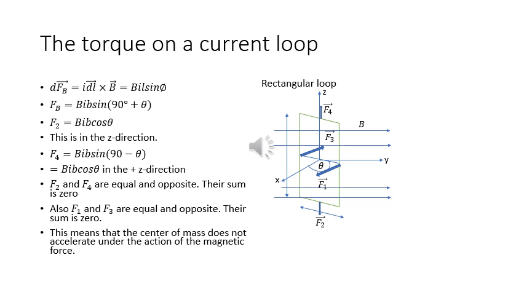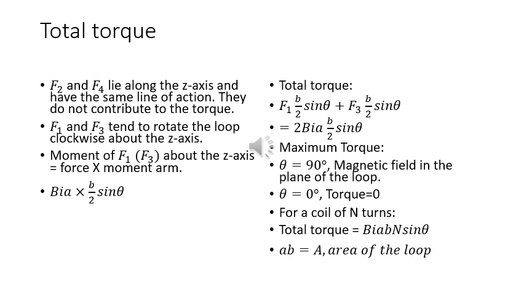But F2 and F4 are in opposite directions. Their sum will be 0. Also, F1 and F3 are equal and opposite, and their sum is also 0. This means that the center of mass does not accelerate under the action of the magnetic field. F2 and F4 lie along the z-axis and have the same line of action. They do not contribute to the torque.